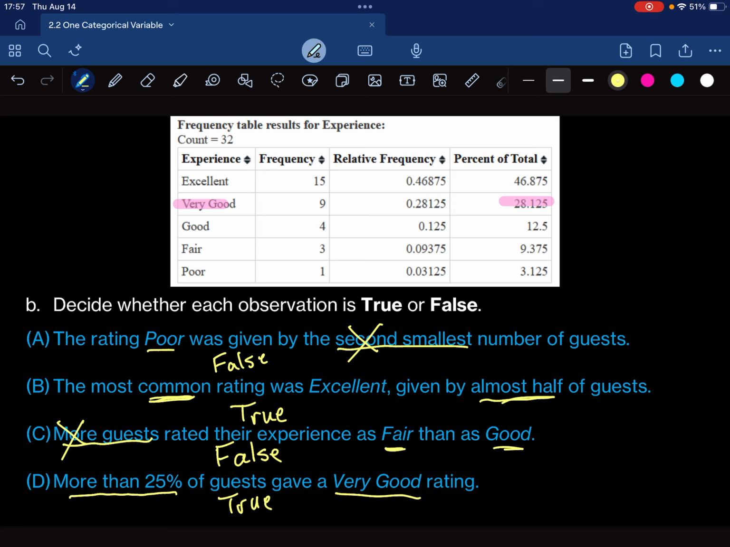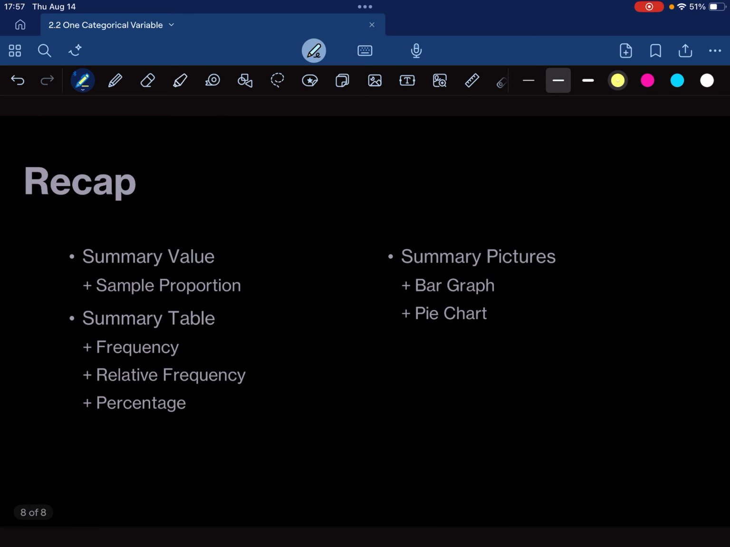And now that I've got that covered, let's just give a quick recap. Ways we can describe one categorical variable: we really like using sample proportions as a summary value. We can have 3 different columns for our summary table, either frequencies, relative frequencies, or percentages. You can choose any or all of them. And for summary pictures, I definitely prefer bar charts or bar graphs. They're my favorite. Pie charts are also very good.